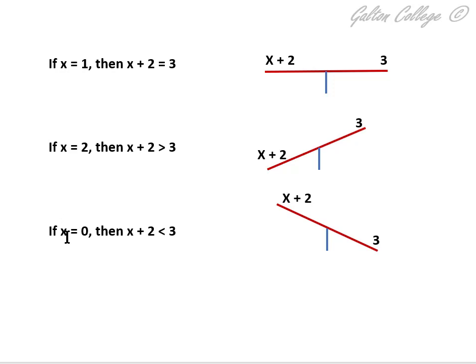If x equals 0, then we've got x plus 2, which is just 2, because 0 plus 2 is just 2. So if x is equal to 0, we'd have 2 on one side and 3 on the other side, so it tips up the other way.